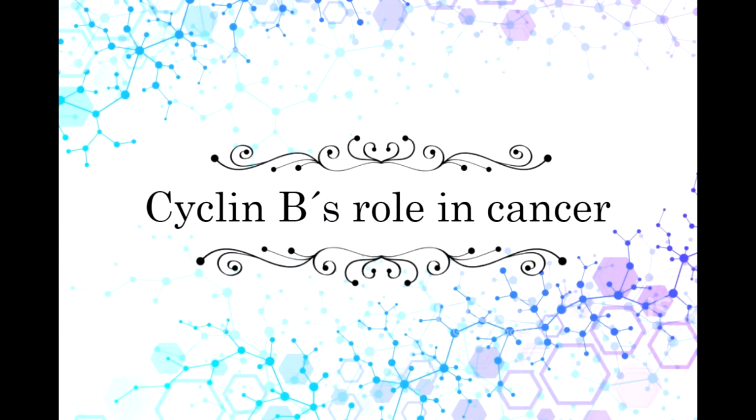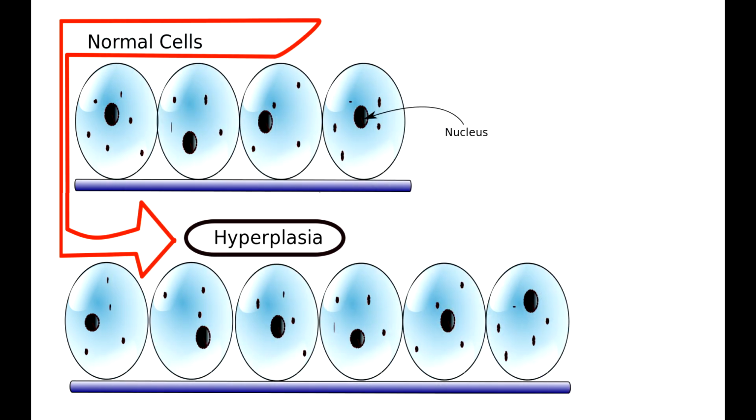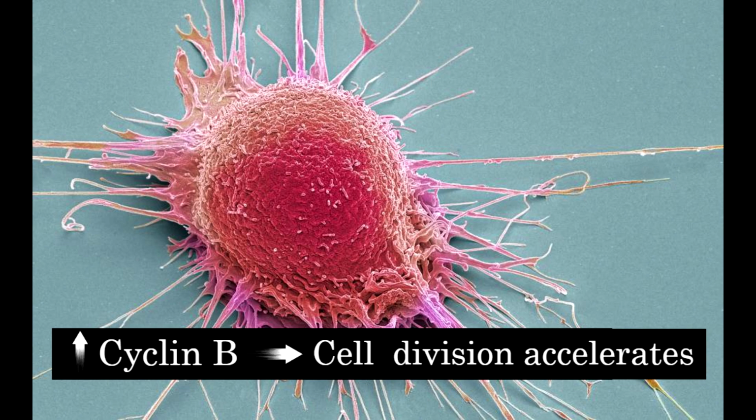Cyclin B's role in cancer. Cyclin B plays an integral role in many types of cancer. Hyperplasia and uncontrolled cell growth is one of the causes of cancer. Because cyclin B is necessary for cell division, cyclin B levels are often deregulated in tumors. When cyclin B levels are elevated, cells can enter M phase prematurely and strict control over cell division is lost, which is a favorable condition for cancer development.